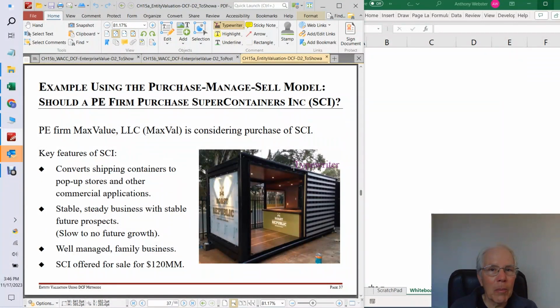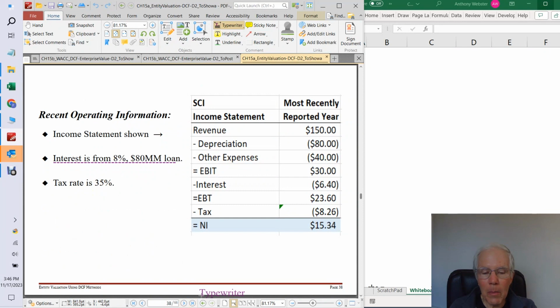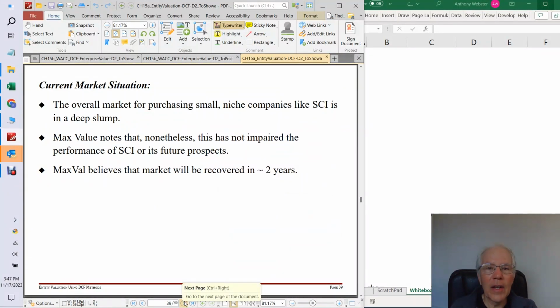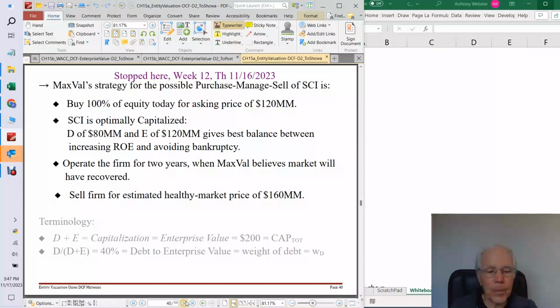So we've got a new company that we talked about a bit in class called Supercontainers Inc. And it was a decent company operating fairly well. We got some information on its loan, its interest rate on its loan, and its tax rate, all that sort of stuff. And the current market conditions, we talked about the slump for the market for purchasing this type of firm, but nonetheless, Supercontainers itself doing really well at this time. And Supercontainers should be out of the current market slump, Max Value believes, in 2 years.